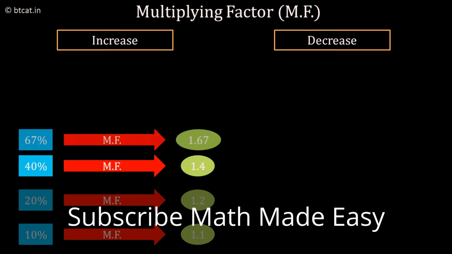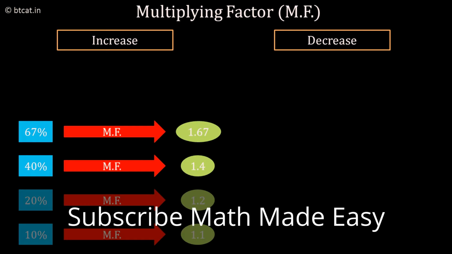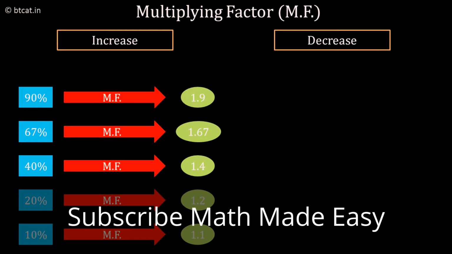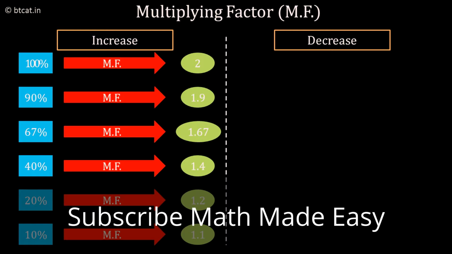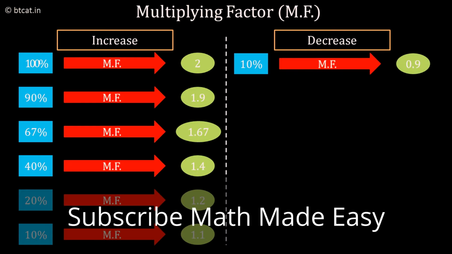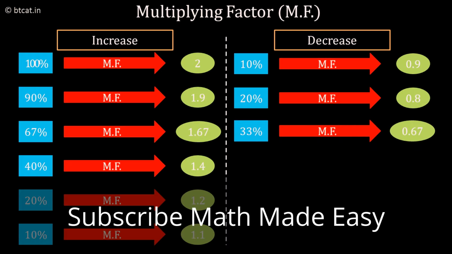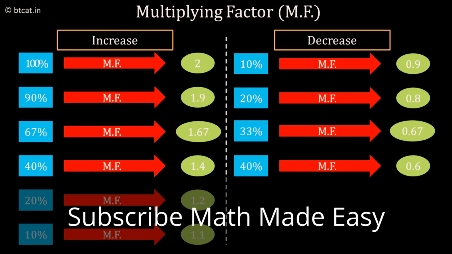Had it been 40%, the multiplying factor would have been 1.4. 67%, 1.67. 90%, 1.9. 100%, 2. Multiplying factor is also defined for percentage decreases. So if there is a 20% decrease, the multiplying factor would be 0.8. If there is a 33% decrease, the multiplying factor would be 0.67, and so on.